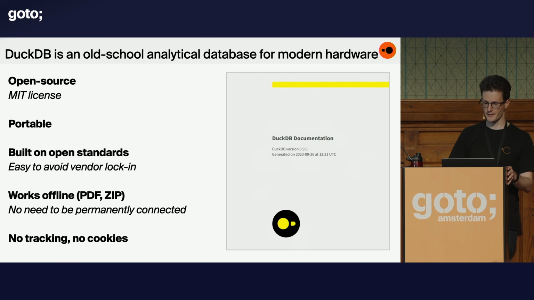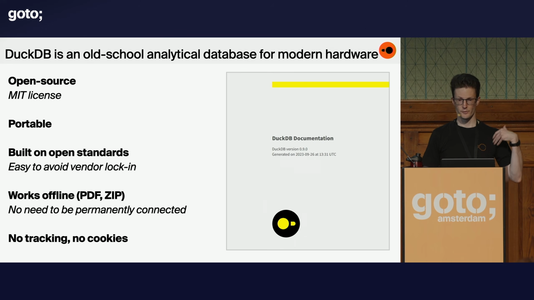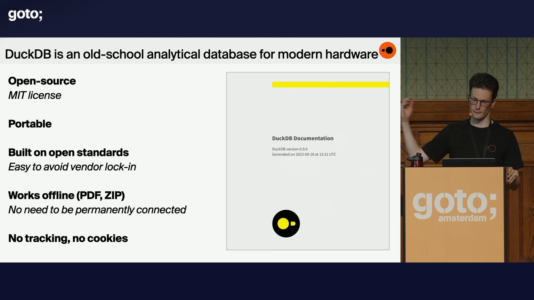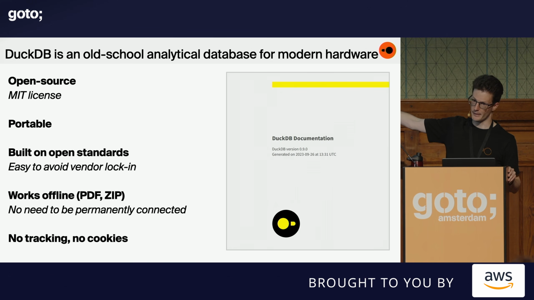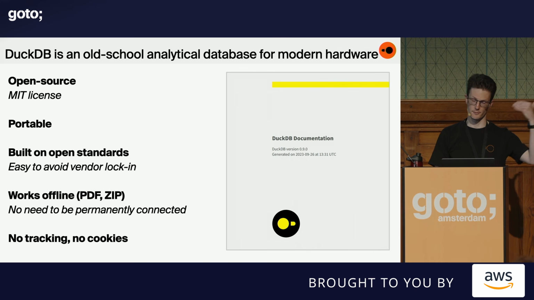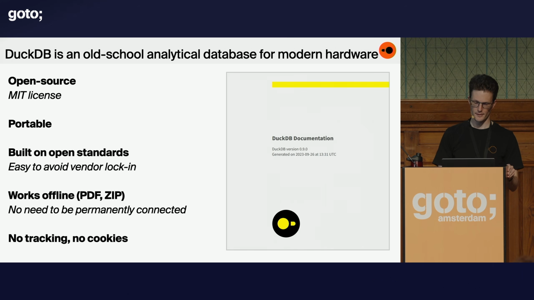And we are really proud that DuckDB is an old school system in the sense that we don't do business software license. We have a very permissive MIT license. We are very portable, like the good old Unix tools. We build on open standards. Everything works offline. Even the documentation is something that you can just grab. Here's a PDF, and then you can work on the train without being permanently connected to some annoying endpoint in the cloud. We do not track you. We do not use cookies. We don't have telemetry, and so on.